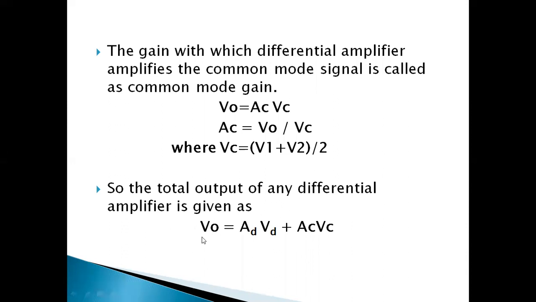So that's why the output voltage is the summation of AD and VD and AC and VC. AD is differential gain, AC is common mode gain, VD is difference voltage, VC is the average of those two signals, that is, common mode voltage. So this is the output voltage of the differential amplifier in the practical case.